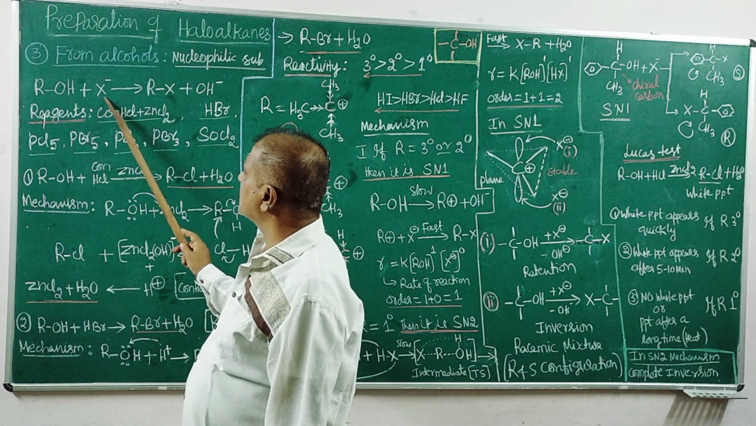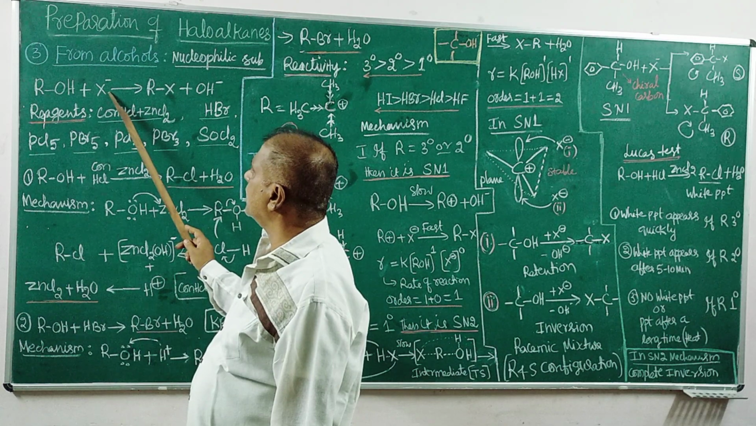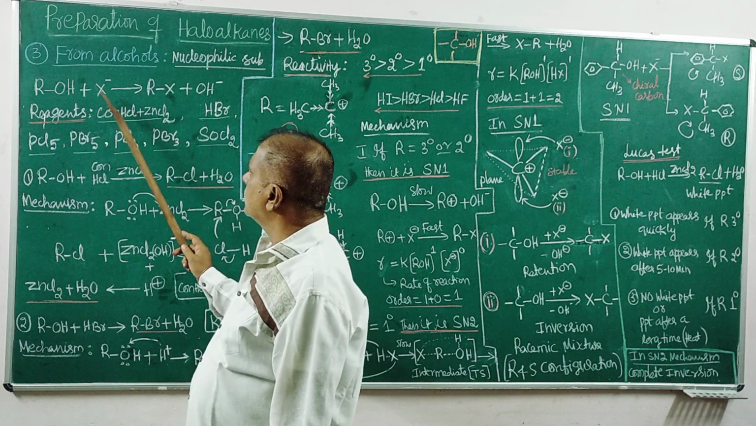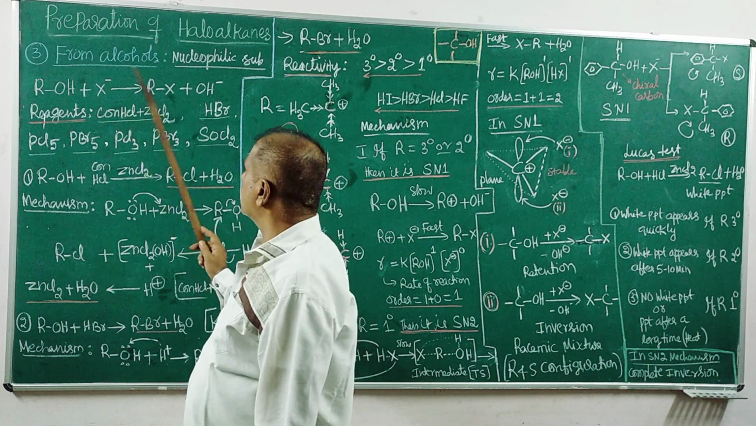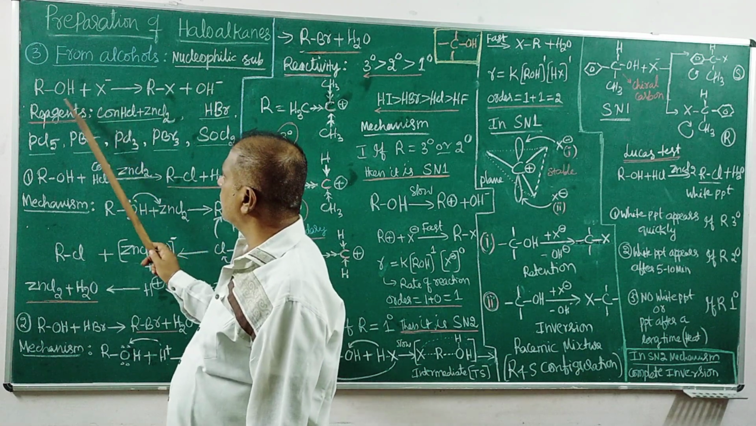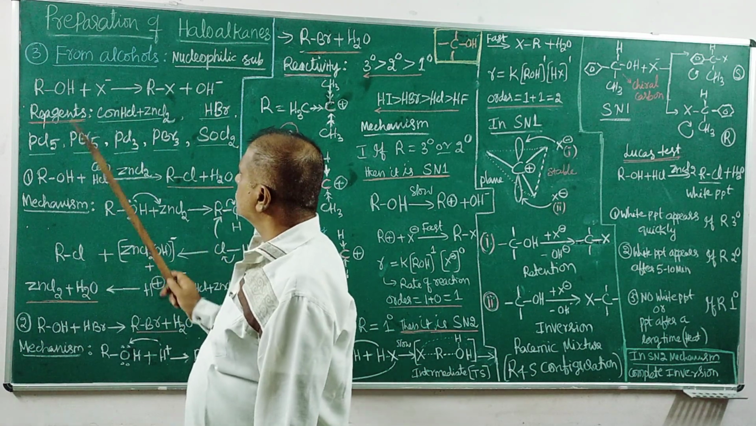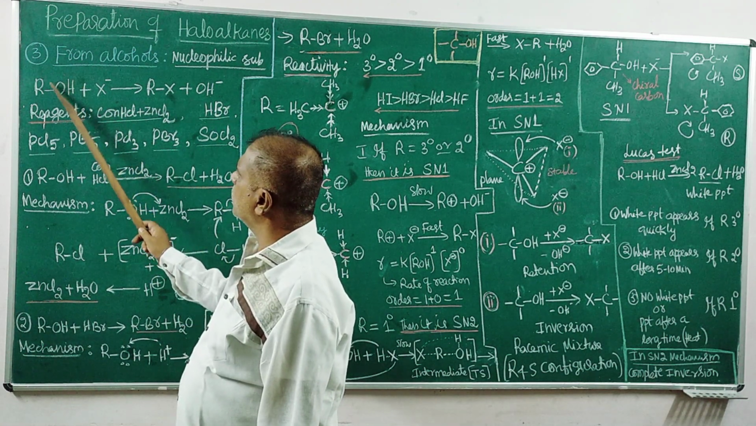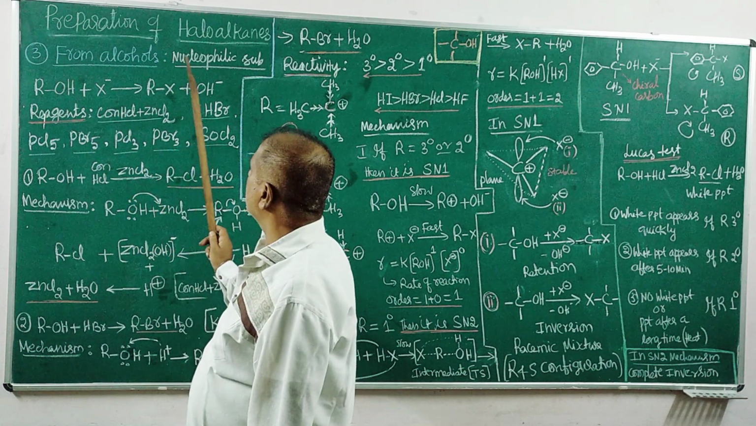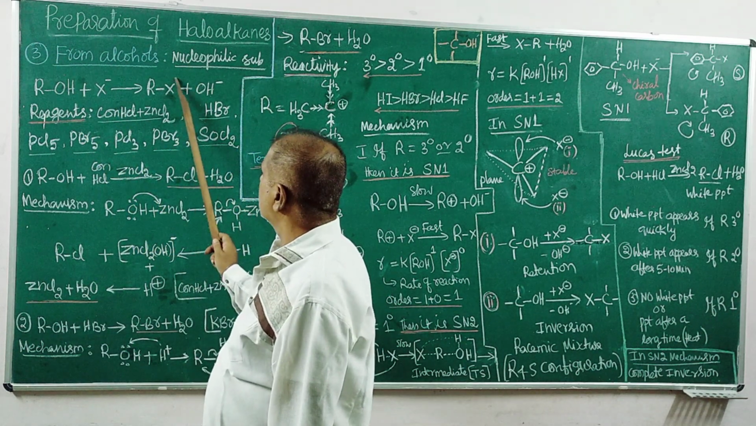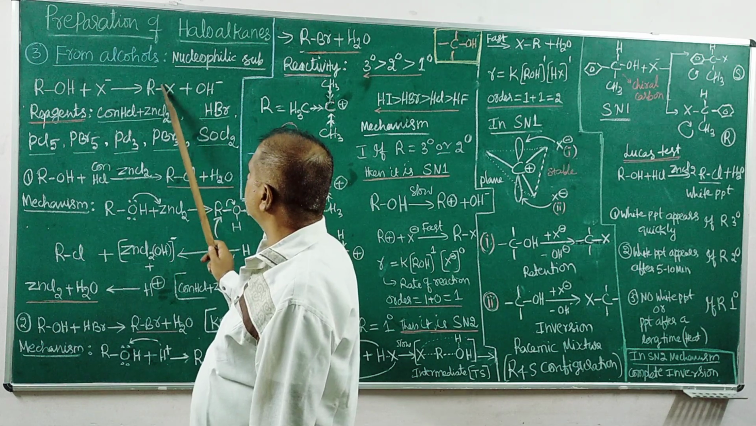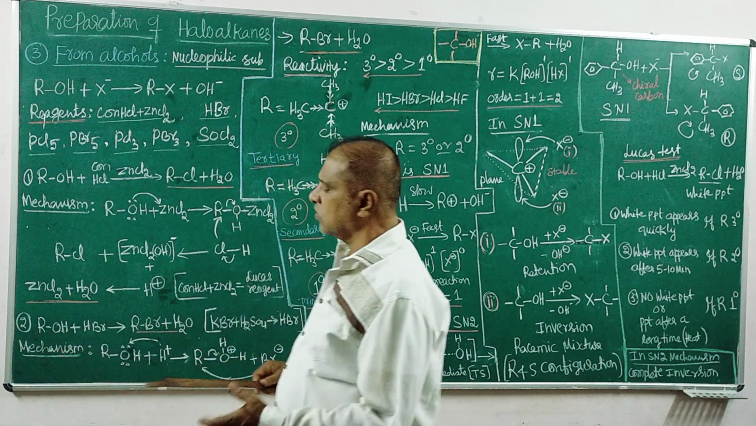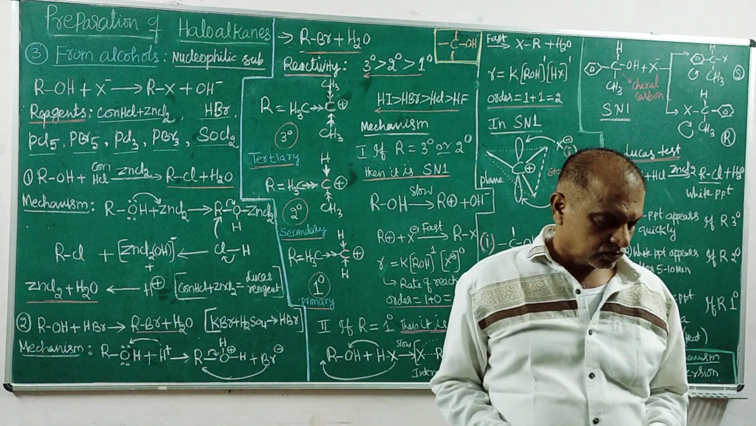Now the X minus attacks, that is the halogen nucleophile. This nucleophile is stronger than this, and therefore can attack or replace. Replacing one nucleophile by another nucleophile is called nucleophilic substitution. So in place of this, the halogen atom comes. These are nucleophilic substitution reactions.